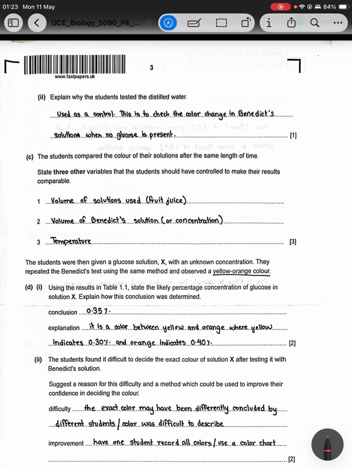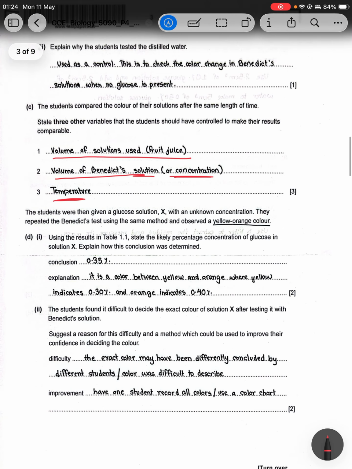The students compared the color of their solutions after the same length of time. State 3 other variables that the students should have controlled to make their results comparable. So other than the length of time, what else should be controlled? It should be the volume of solutions used. So the volume of fruit juice should be consistent, and the volume of Benedict solution, or it also can be concentration. So you mention either volume or concentration to get the mark. And temperature, obviously, just so that there is valid comparison.